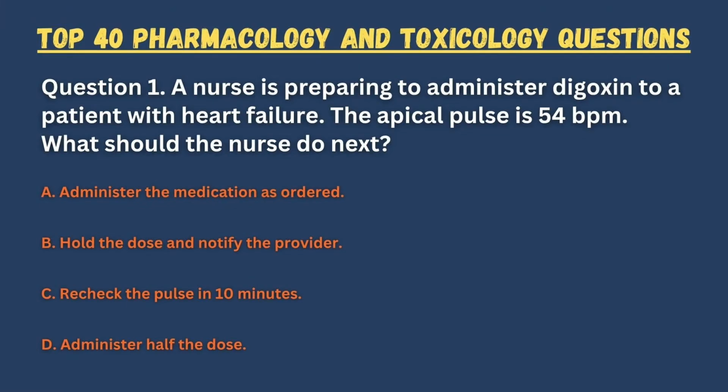Question 1. A nurse is preparing to administer digoxin to a patient with heart failure. The apical pulse is 54 bpm. What should the nurse do next? A. Administer the medication as ordered. B. Hold the dose and notify the provider. C. Recheck the pulse in 10 minutes. D. Administer half the dose.